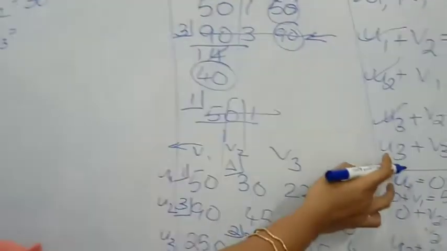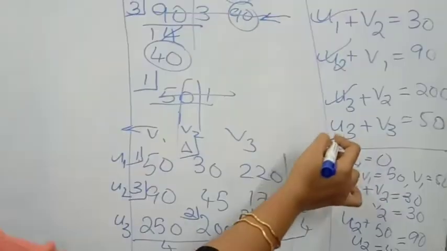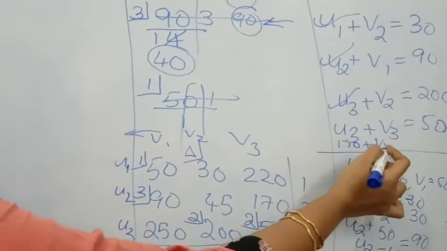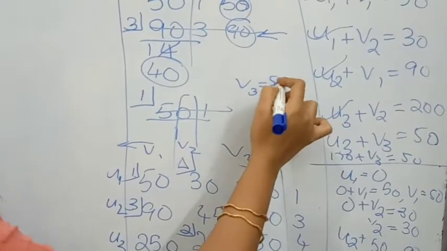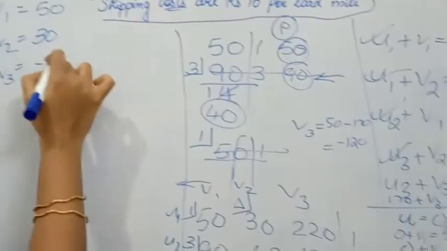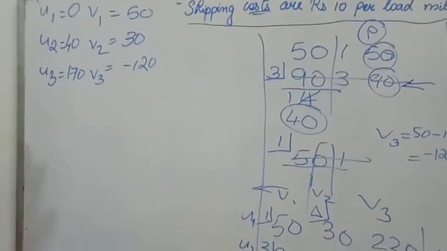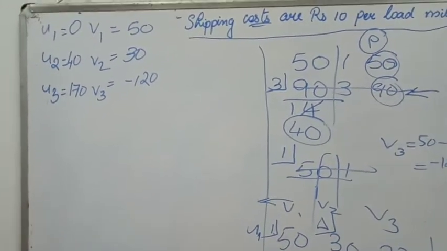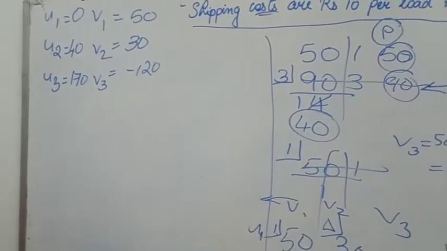And the last step, u3 plus v3 is equal to 50. അപ്പോൾ u3 ഇപ്പോൾ എത്രയാണ് കിട്ടിയേക്കണേ? 170 അല്ലേ? 170 plus v3 is equal to 50. So what is v3? It is 50 minus 170, which is minus 120. ഇത്രയും വാല്യൂസ് കിട്ടി. അപ്പോൾ there is not much importance for these uv values എന്ന് ഞാൻ കഴിഞ്ഞ ദിവസം തന്നെ പറഞ്ഞു. Even if you get a negative value, it doesn't matter. നമുക്ക് ആ ലാസ്റ്റ് സ്റ്റെപ്പിലാണ് ഇമ്പോർട്ടൻസ് അല്ലേ?